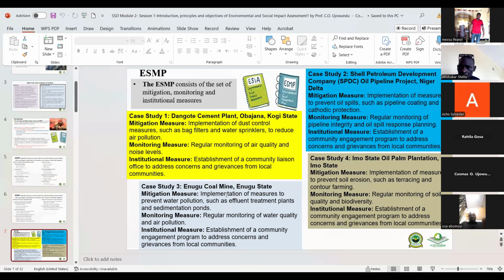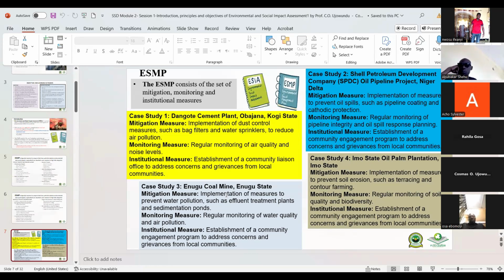One of them, the first one there, is the Dangote Cement Plant, located in Obajana in Kogi State. What is the mitigation measure? Implementation of dust control measures, such as bag filters and water sprinklers to reduce air pollution. That is a mitigation measure, trying to reduce dust and particles that will emanate as a result of the cement projects or activities going on during the production.